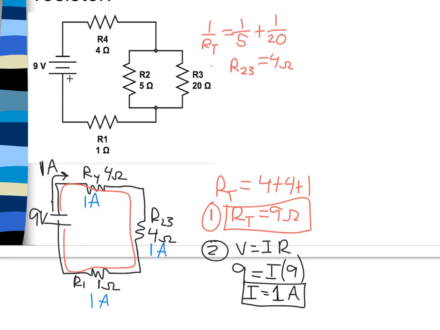So I'm not going to write out Ohm's law each time, but do know that we are going back to this V equals IR time and time again here.